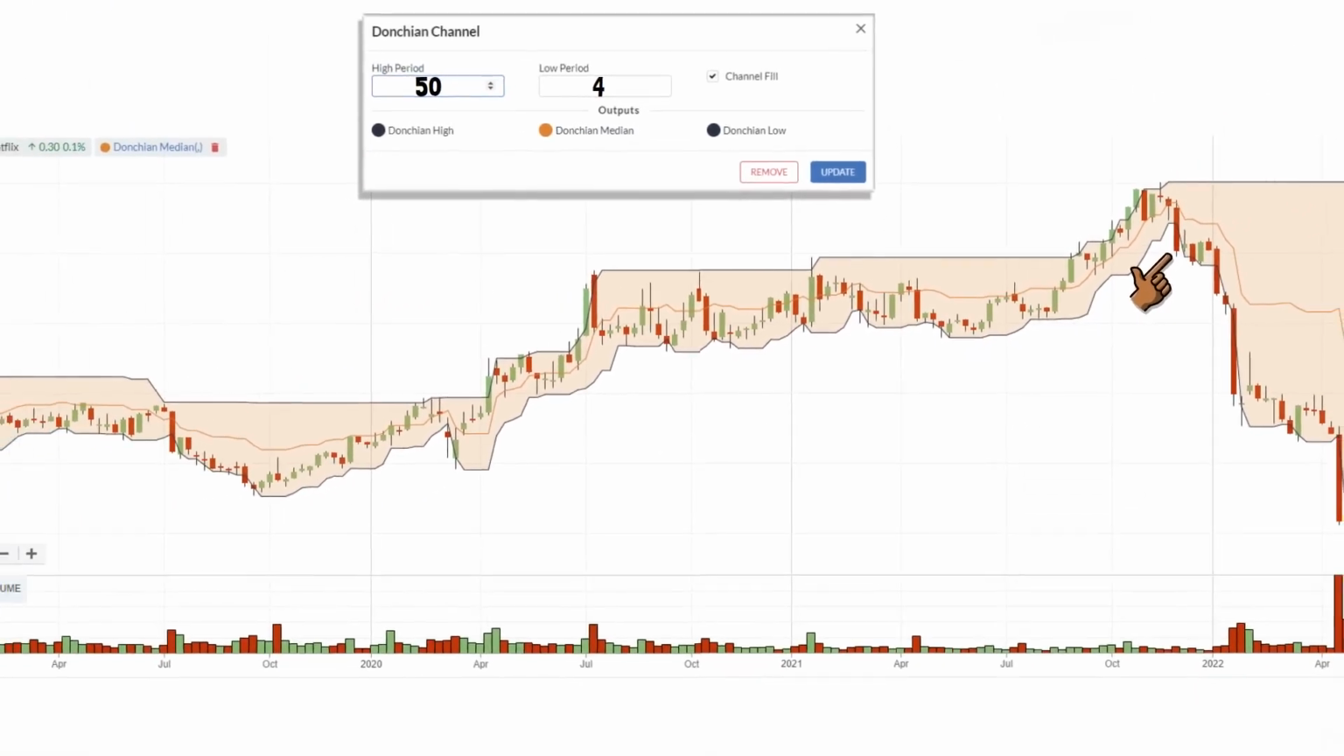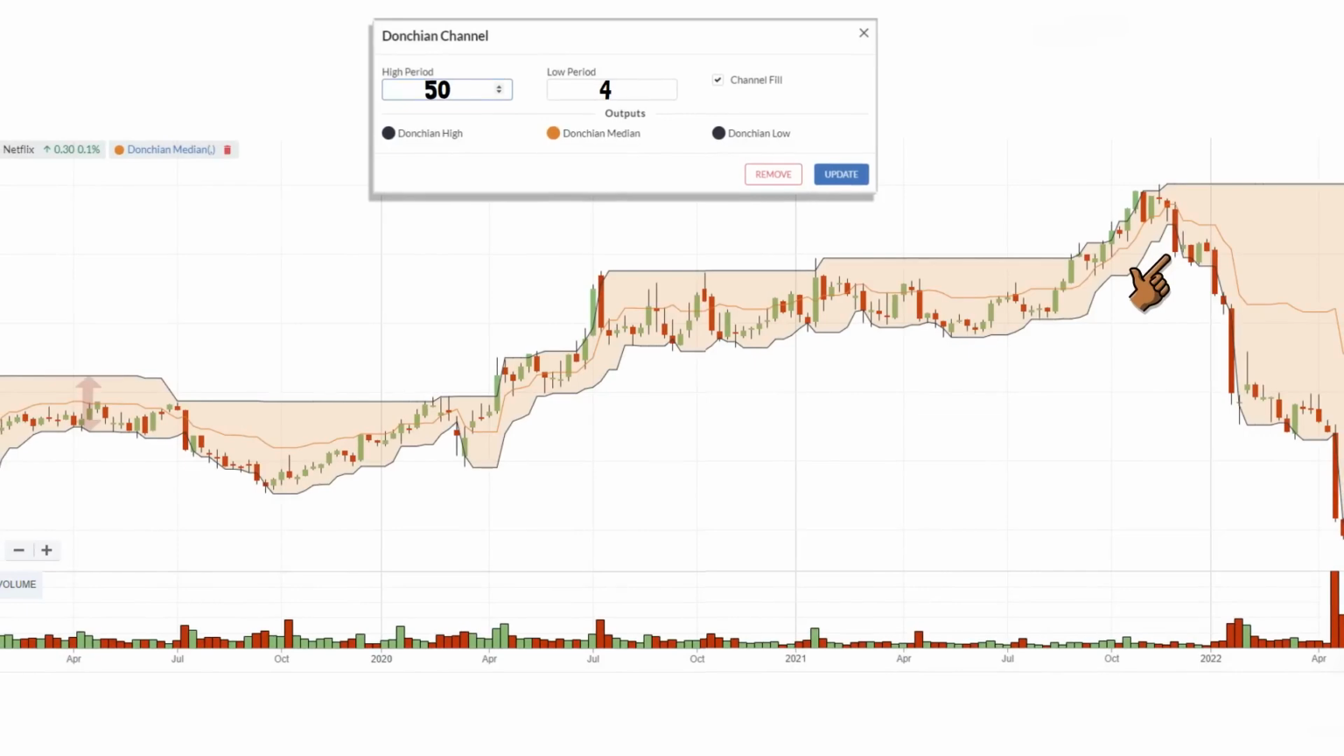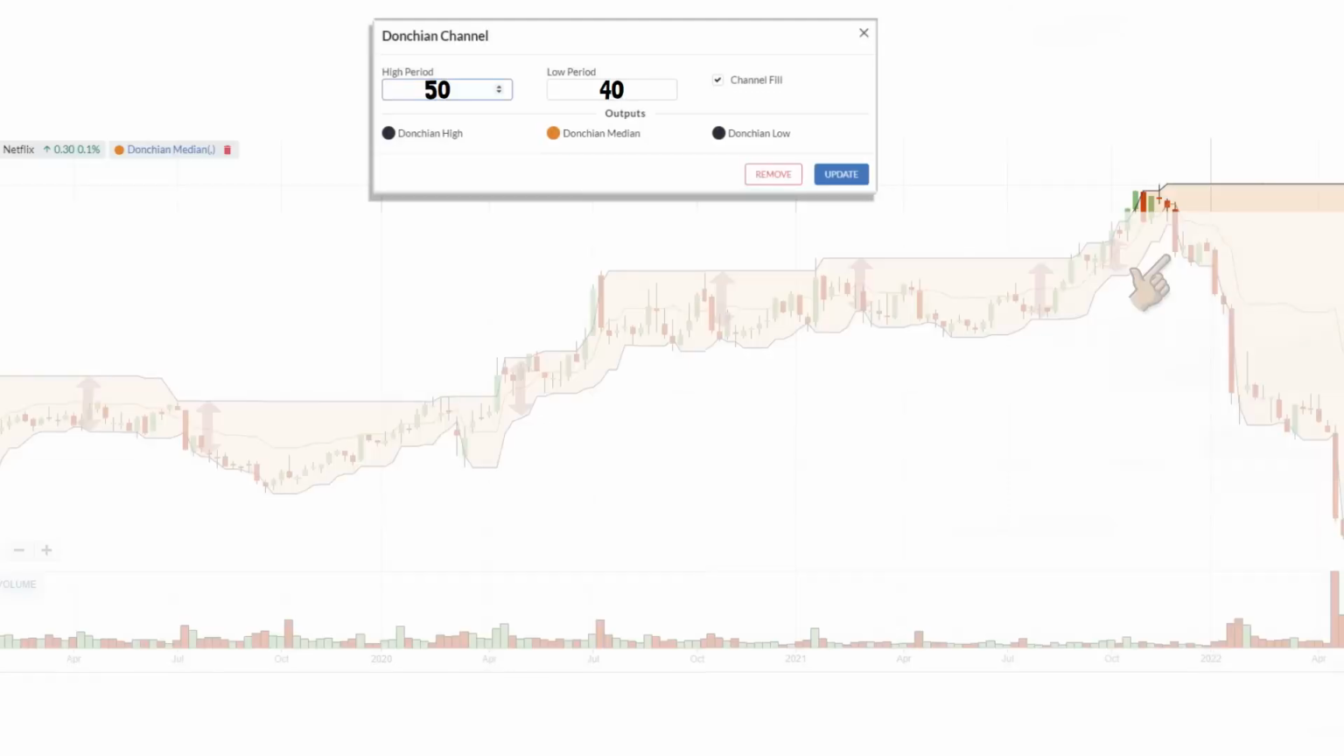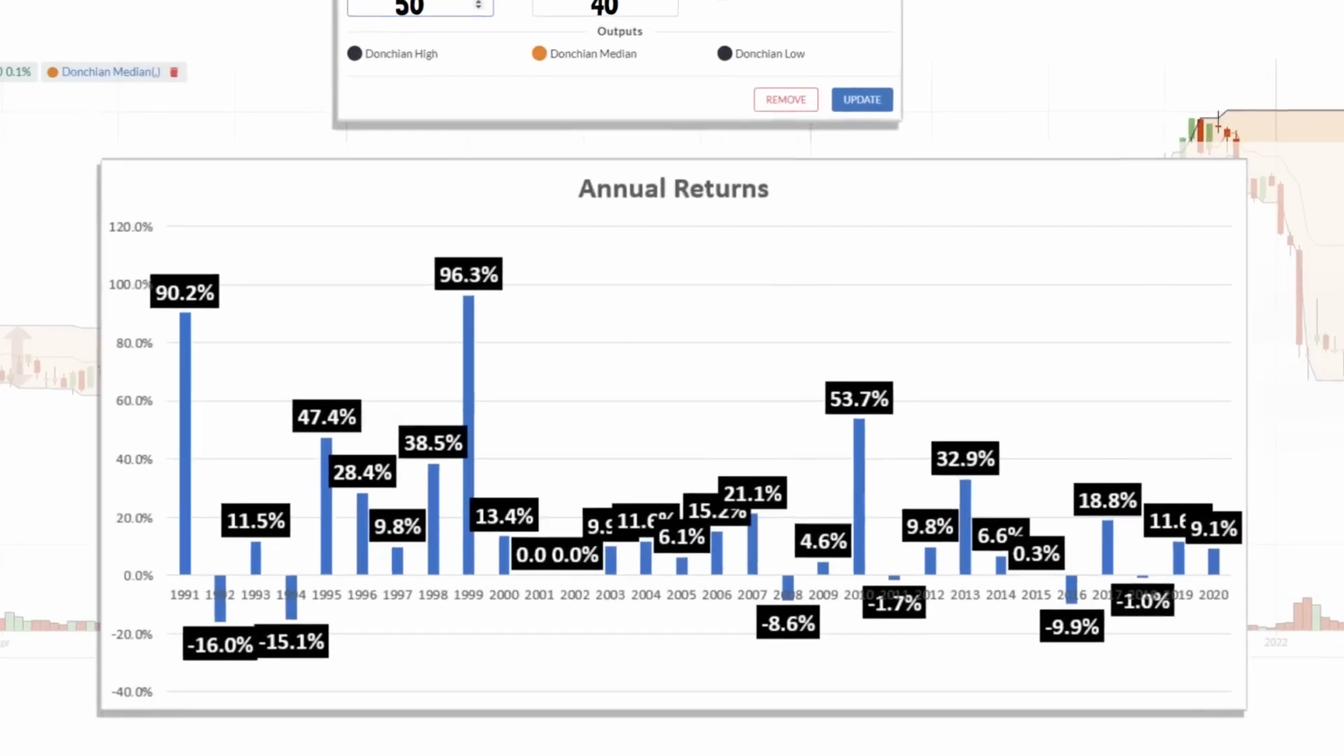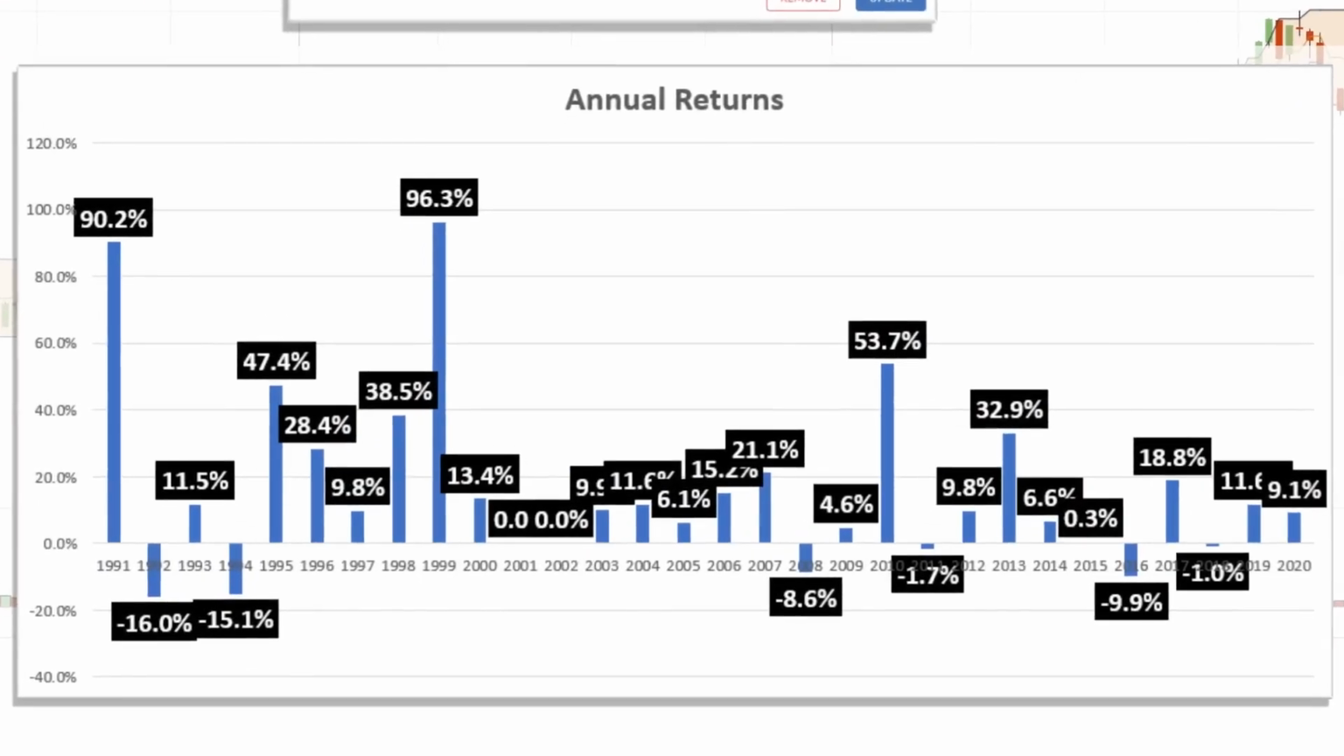For me, the tighter setting suits my style of trading. I prefer less risk and accept that I may get whipsawed out of some positions more frequently. Nonetheless, the 50 high and 40 low setting has proven to be a solid strategy over the last 30 years. We can see here a breakdown of the annual results from 1991.